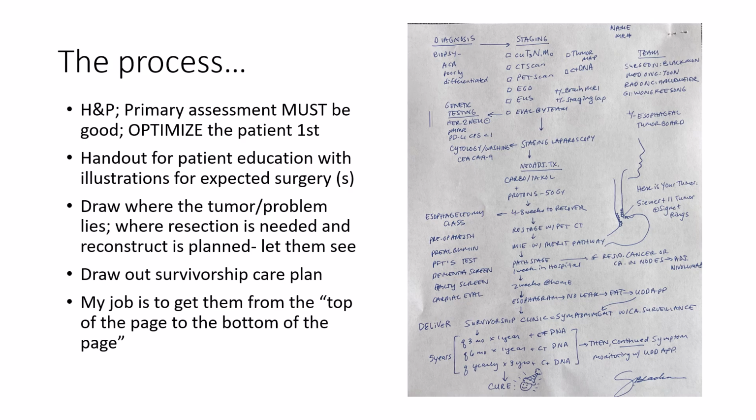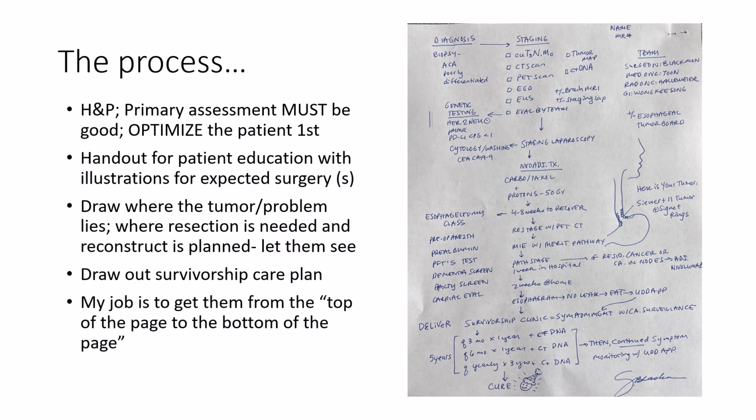Typically, when patients develop any type of complicated problem within the esophagus, whether it's a fistula, a defect, a stricture, or cancer, or complicated reconstruction, I always follow the same process. I perform a good history and physical. I perform a primary assessment. I acquire all the old operative reports and images, and I always optimize the patient first. I draw the anatomy as I understand it.